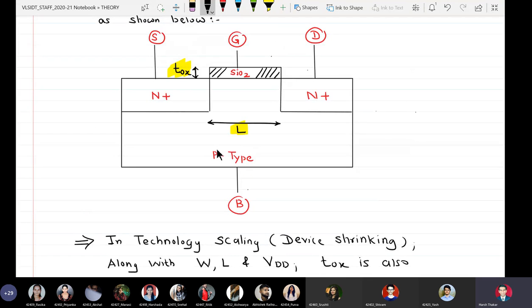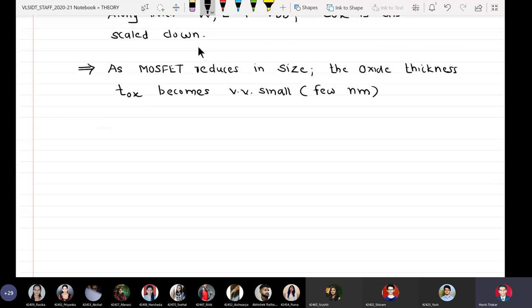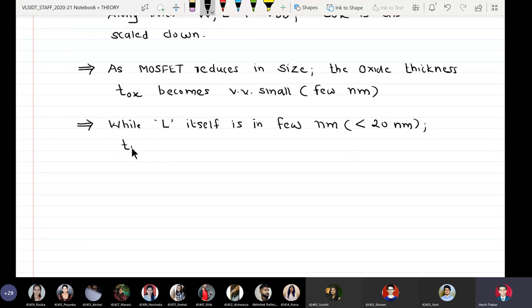And please understand one thing, that the oxide thickness Tox is actually smaller than the channel length. If you see comparatively, while L itself is in a few nanometers, say less than 20 nanometers, Tox is even smaller than L.